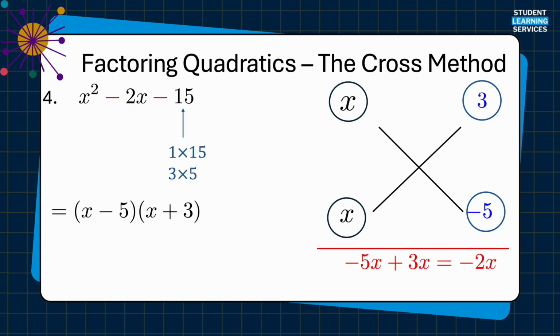If you don't understand why we cannot have negative 3 and positive 5 instead, you can try to swap the negative signs. You can try to have negative 3 and positive 5 and see what happens when you cross multiply it.